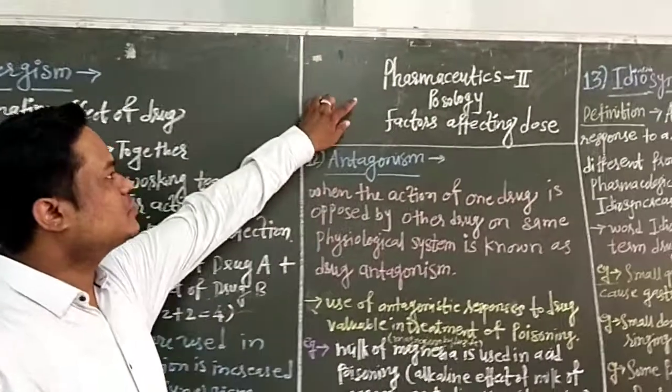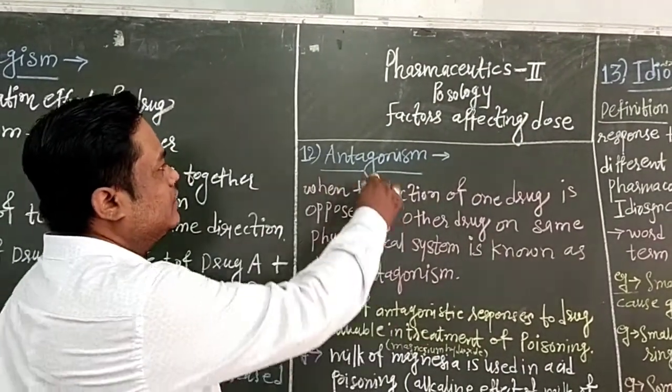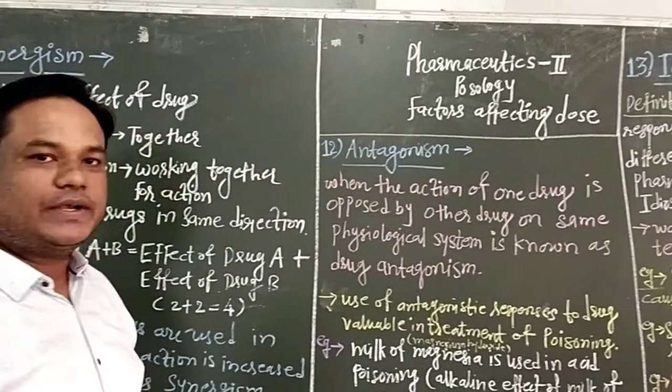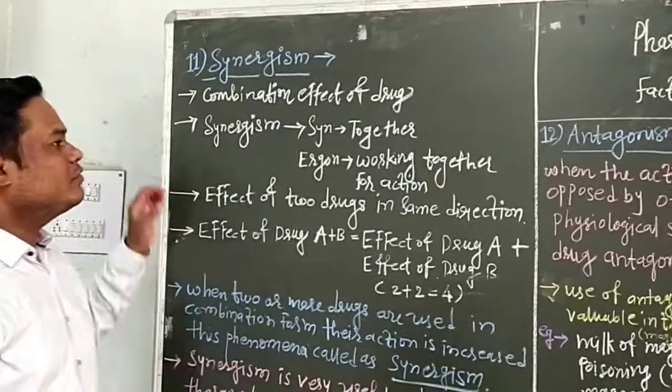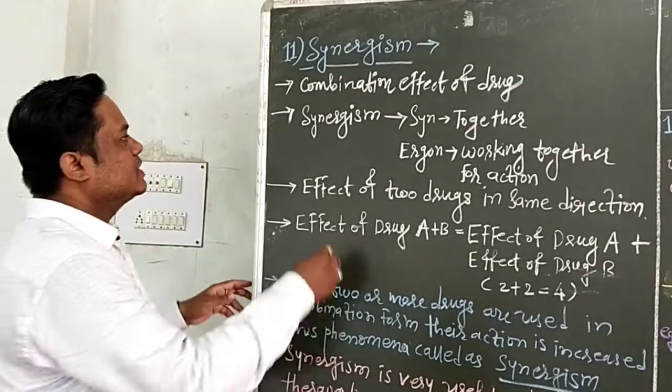Today's subject is pharmaceutics 2. Then chapter number 3 is posology and the subtopic is factors affecting dose. We have to see the 11th factor, that is synergism.